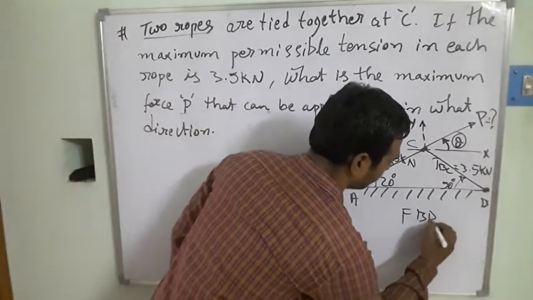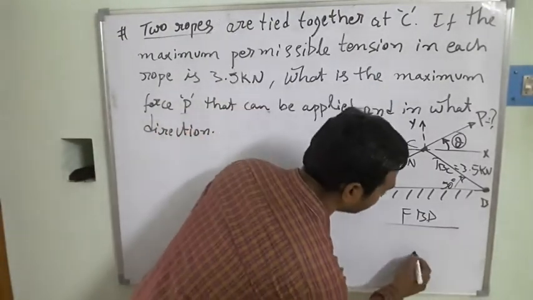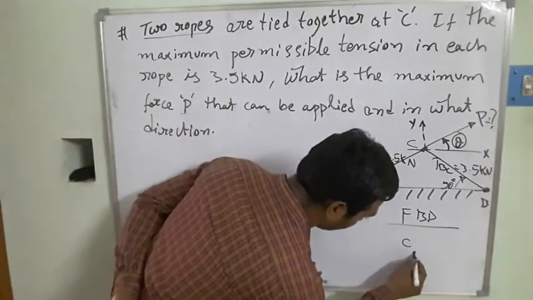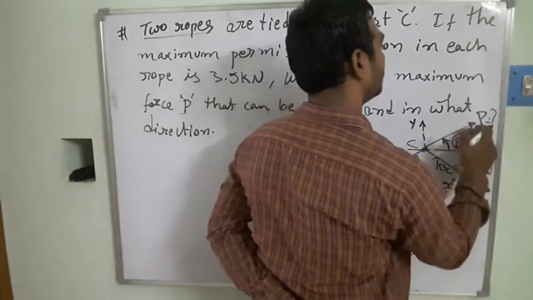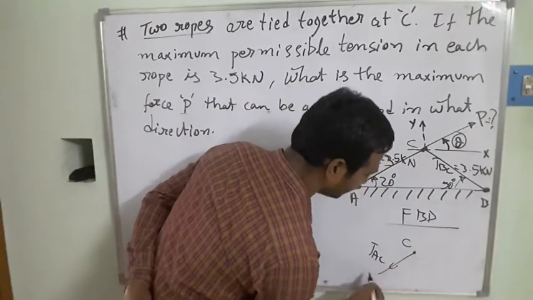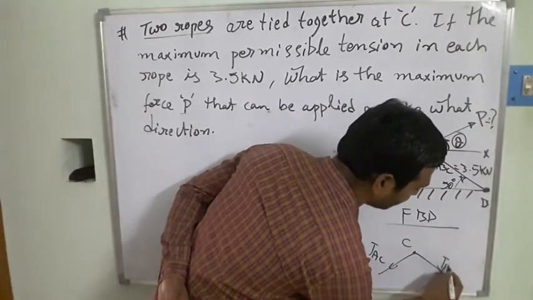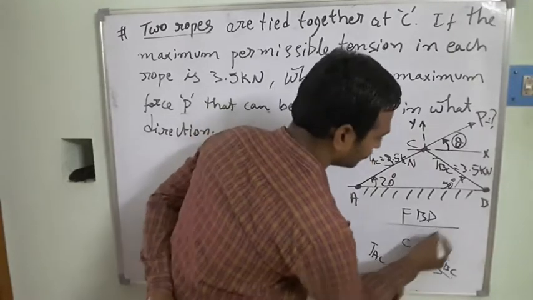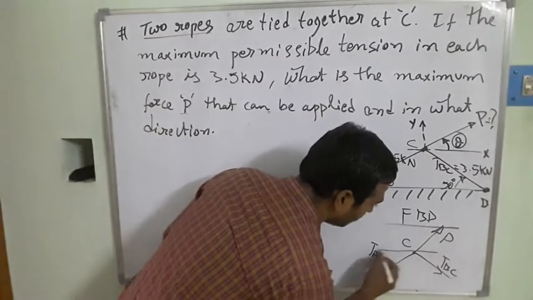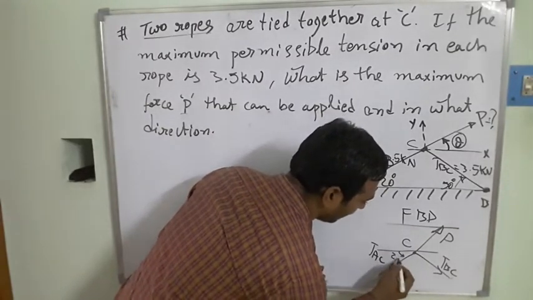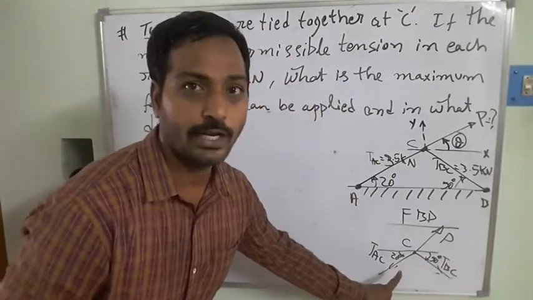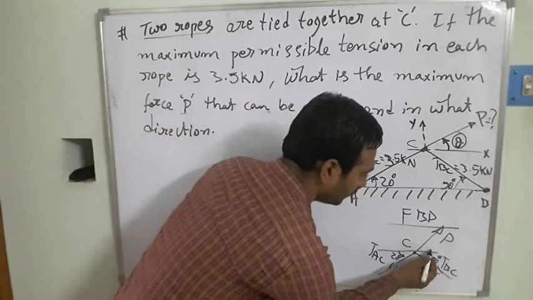This is the point C. Now the tension TAC acts in this direction, and TBC acts in this direction, and P, which we assume is pulling towards that side, acts in this direction. At the same time, these are all making angles. This one makes an angle of 20 degrees, and this one makes an angle of 50 degrees, and P makes an angle theta.